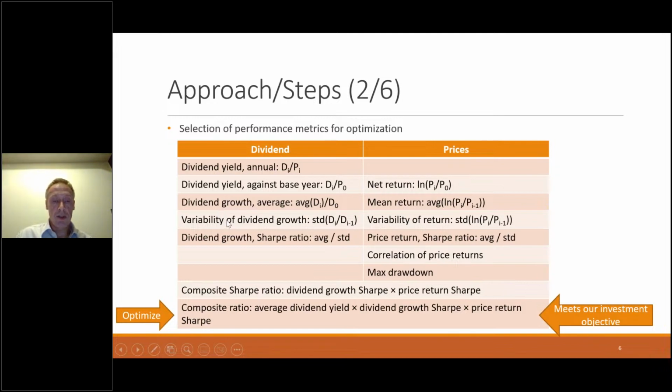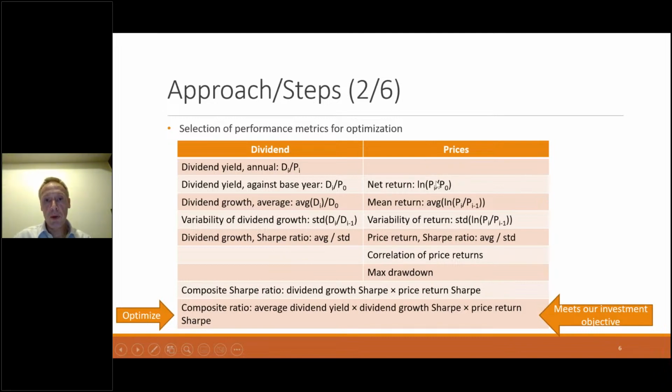And another factor was the variability of dividend growth. I wanted a stable dividend income, not something that changes drastically every year. And I combined those two, average dividend growth and variability of dividend growth, in what I call a dividend growth Sharpe ratio, just the average over the standard deviation.